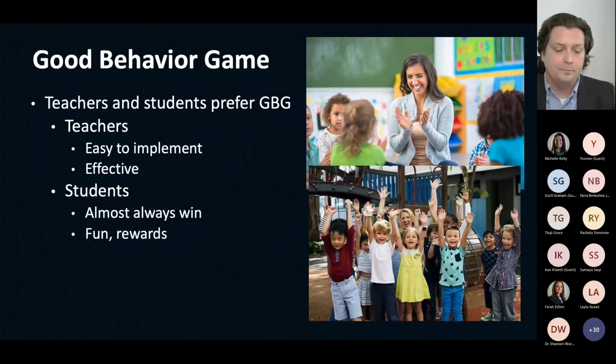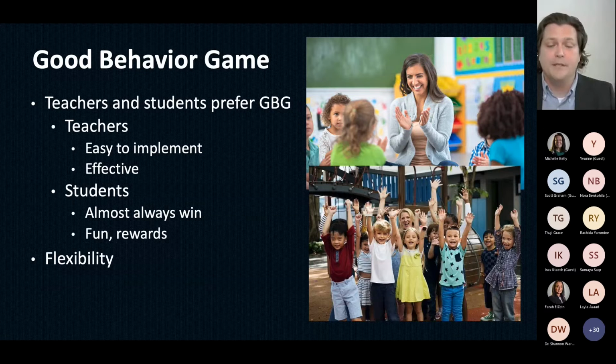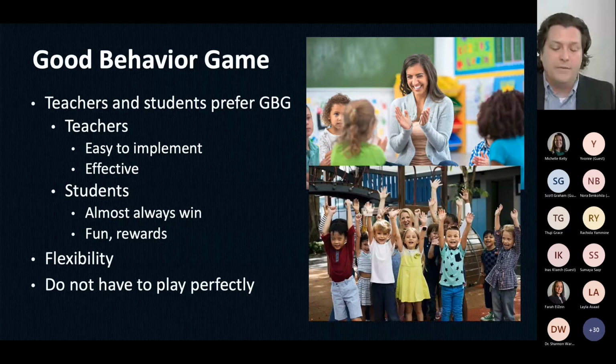And the other really interesting aspect for me about the good behavior game is that it's a very flexible intervention, meaning that teachers can implement it at different times of day for different lengths of time. They can choose to implement it with different numbers of teams. They can target whatever behaviors that they think most need intervention in their classrooms. And they don't have to play the game perfectly.